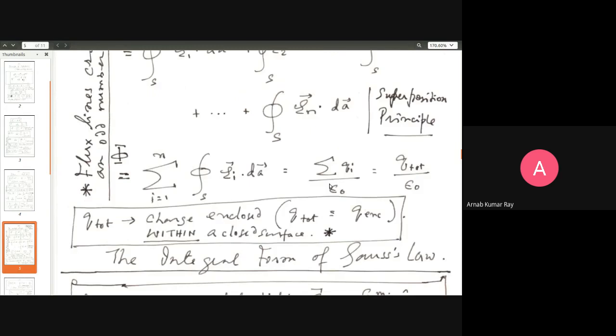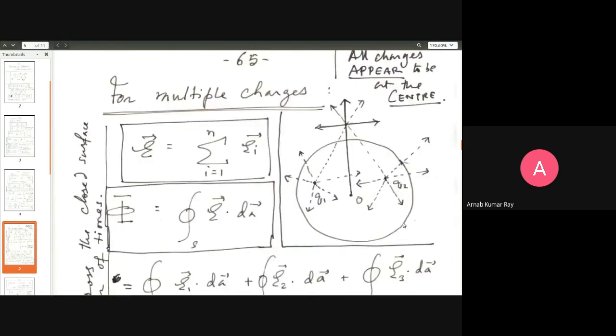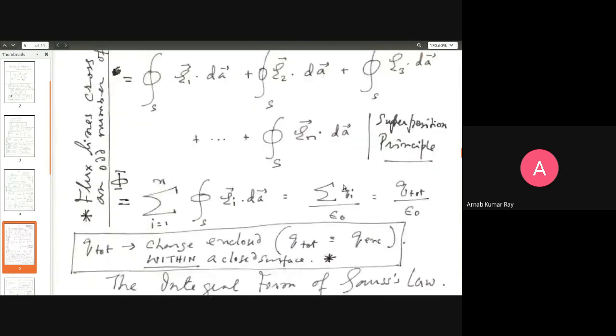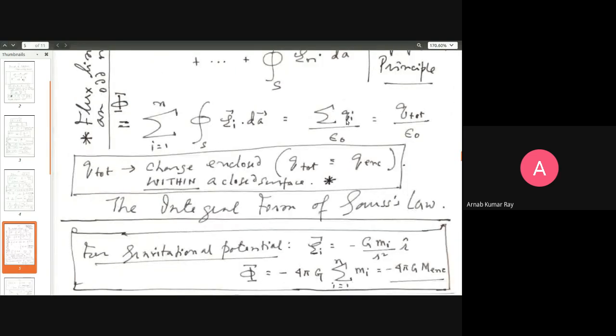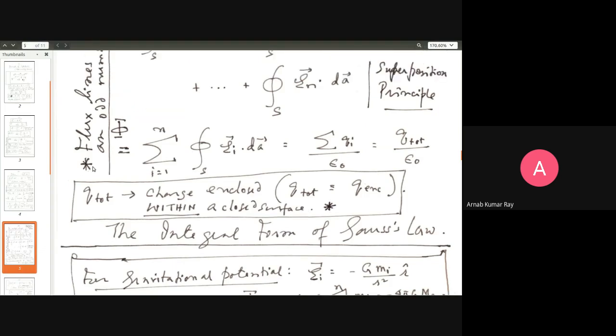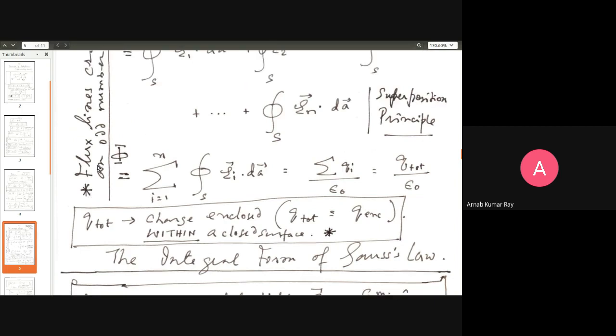Let us see. So it is like the total flux due to a bunch of multiple charges, enclosed within a closed surface, would be just the summation of all the charges divided by epsilon naught. It will be equal to the total charge enclosed within a closed surface. Q total is equal to the Q enclosed, closed surface. Very important point, I've drawn a star here and then I've written something here with reference to that star.